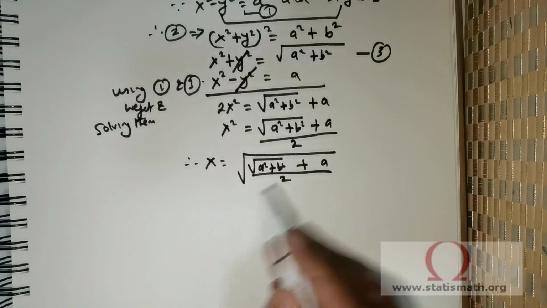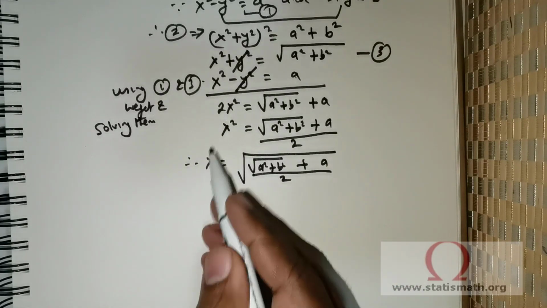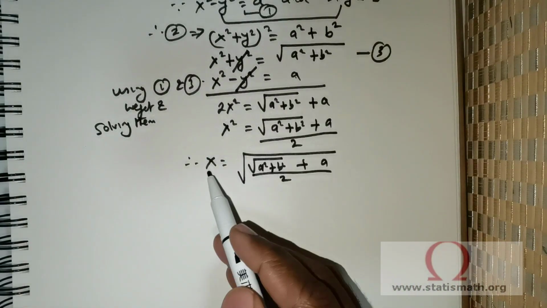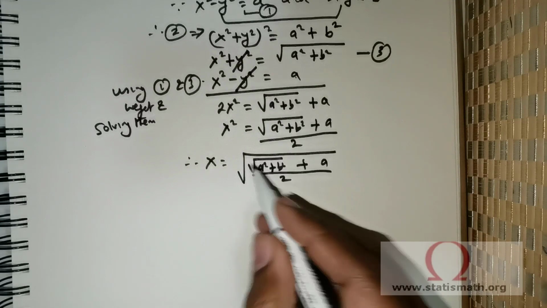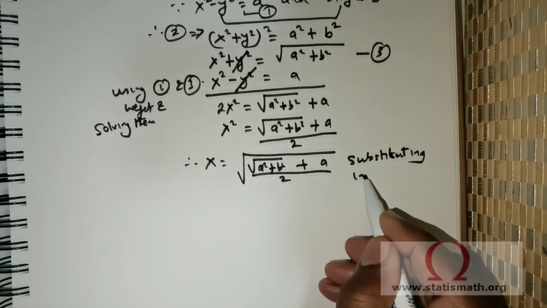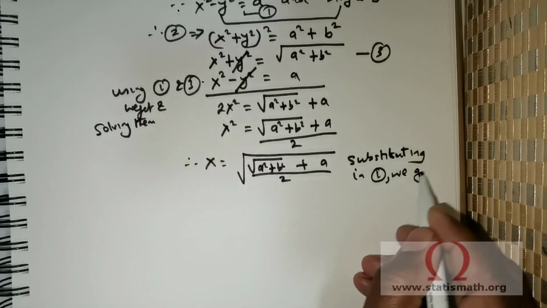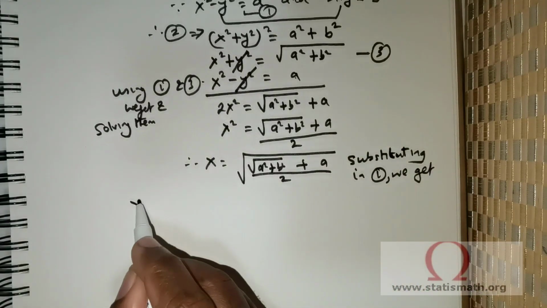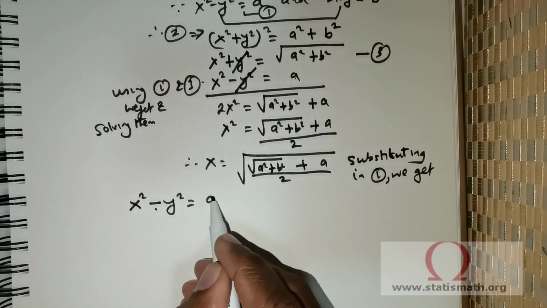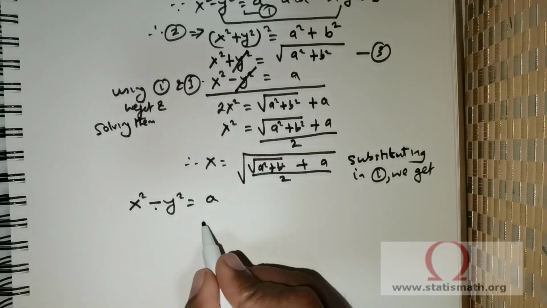Now from here you can easily find the value of y, or in other words we would make the substitution for x and find the value for y. Substituting in 1, we get, so what do we get? We got x squared minus y squared is equal to a. This is what we have got, but we need to know the value of y.